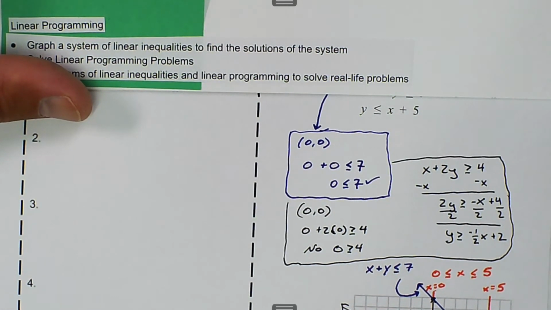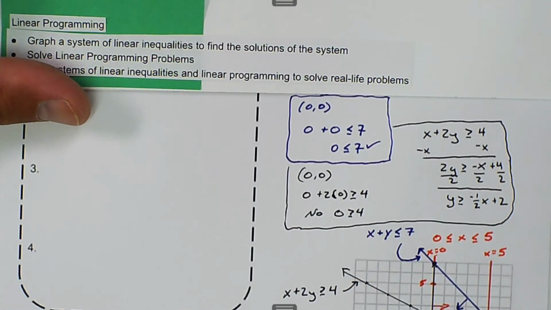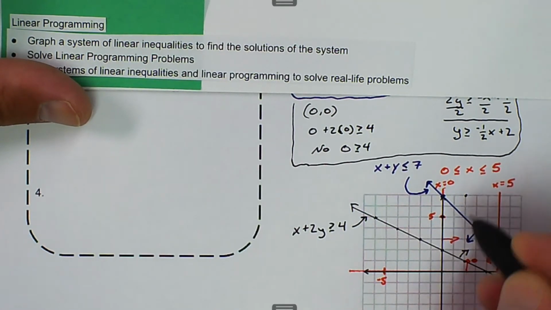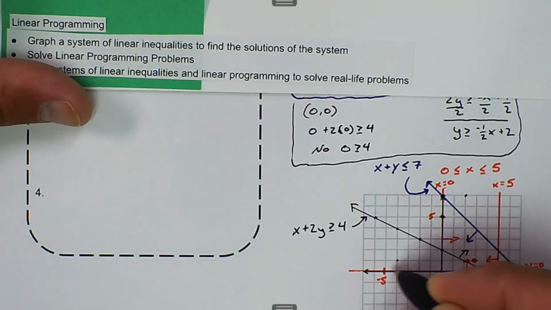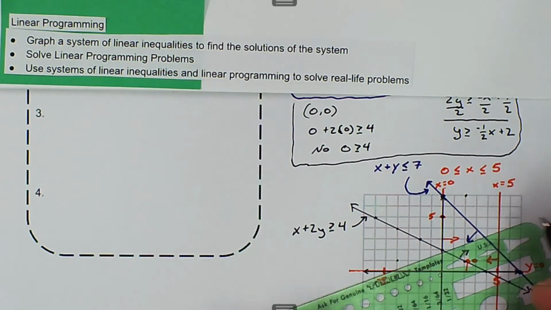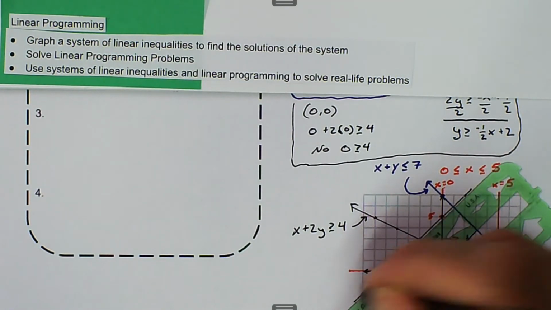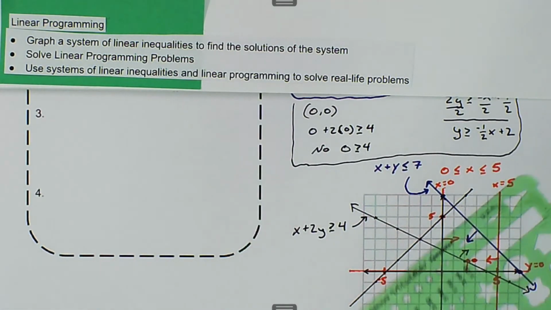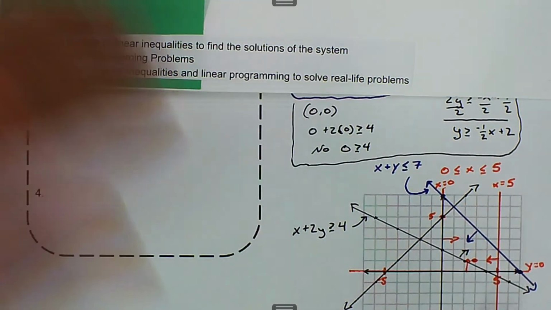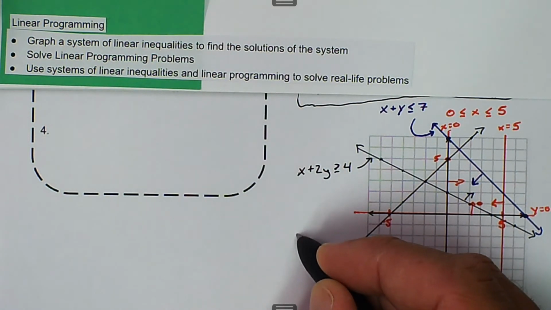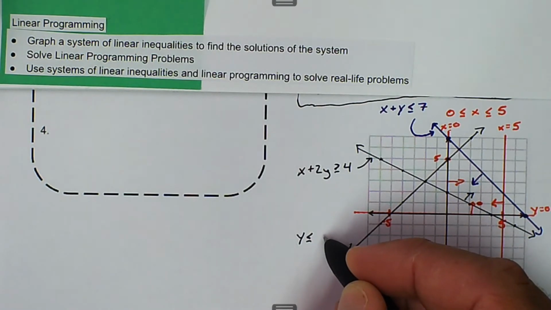This one is already in y equals mx plus b form, so we can graph this one. We go to positive 5 for the y-intercept, and then we have a slope of 1. We are graphing the line that goes through there. And then this inequality is y is less than or equal to x plus 5.